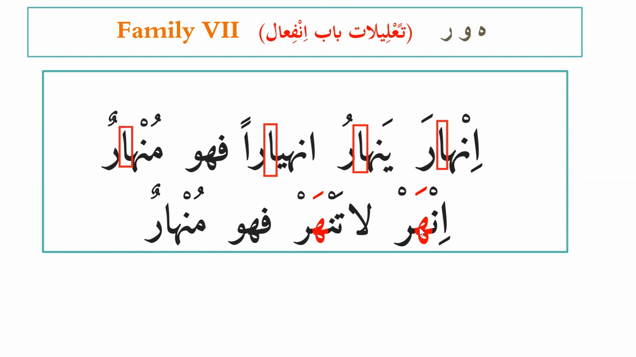So again, the vowel wow is dropped here. It becomes inhar, la tanhar, and then zarf is on the same pattern. Inhara, yanharu, inhiyaran, fahuwa munharun. Al-amru minhu inhar, wa nahi anhu la tanhar, wa zarfu minhu munharun. It shouldn't be huwa, fahuwa. It should be wa zarfu minhu munharun. This is misprinting.